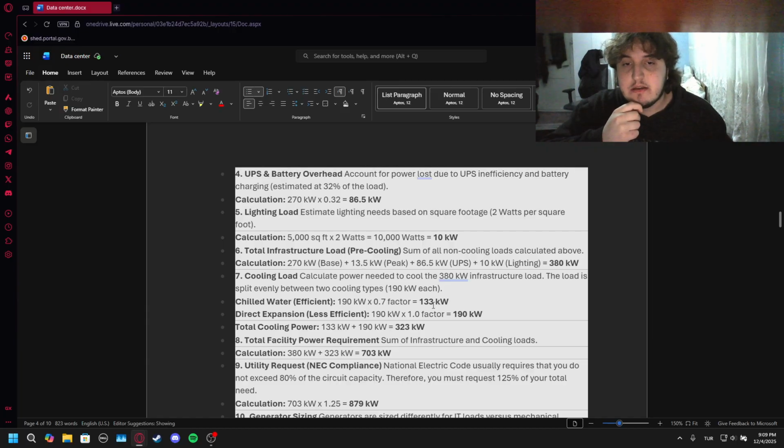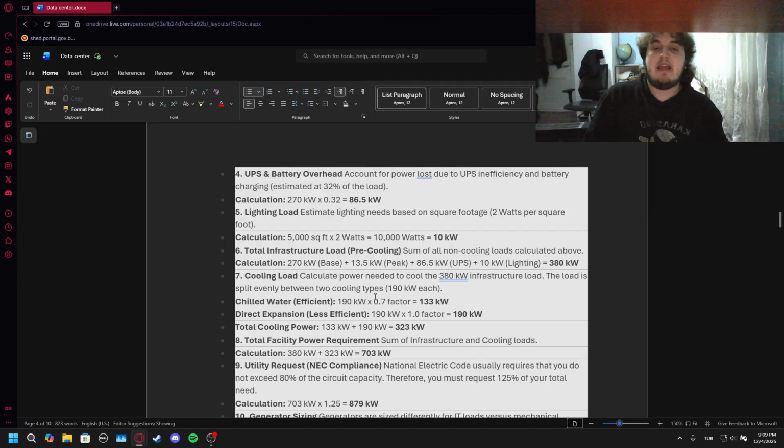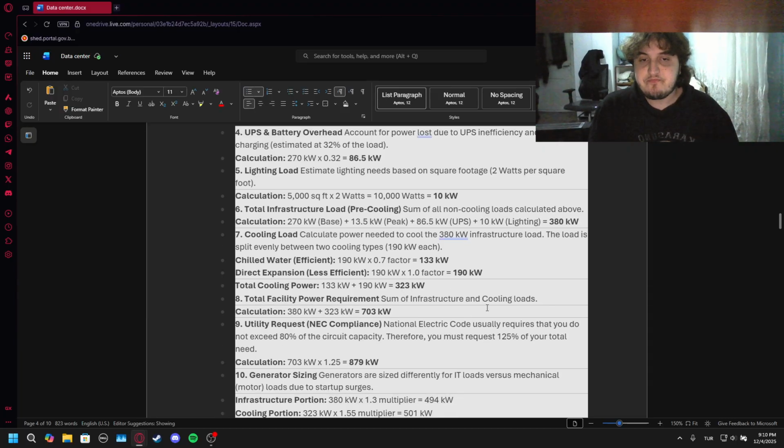Chilled water, efficient, and you add a factor because it doesn't have to be like that. You use the factor and it says 133 kilowatts. This is how much energy is used to chill down the servers with chilled water. Direct expansion, less efficient, 190 multiplied by one factor because it's less efficient. Total cooling power, like it says, 323 kilowatts. Total facility power requirement, sum of all of it, 703.